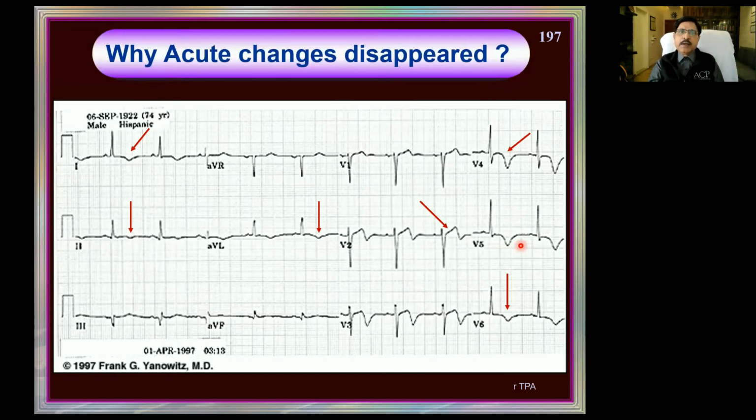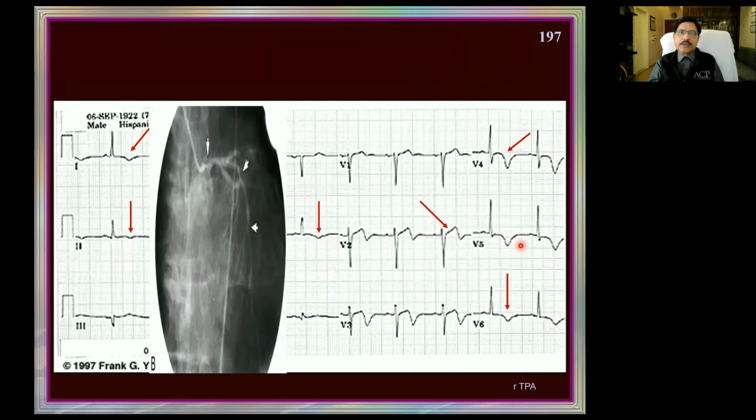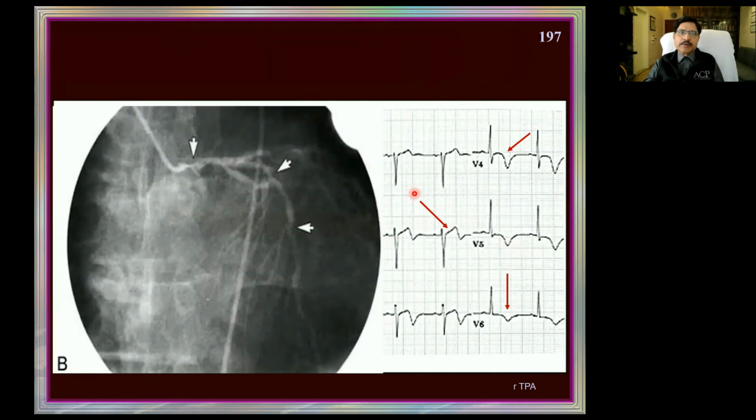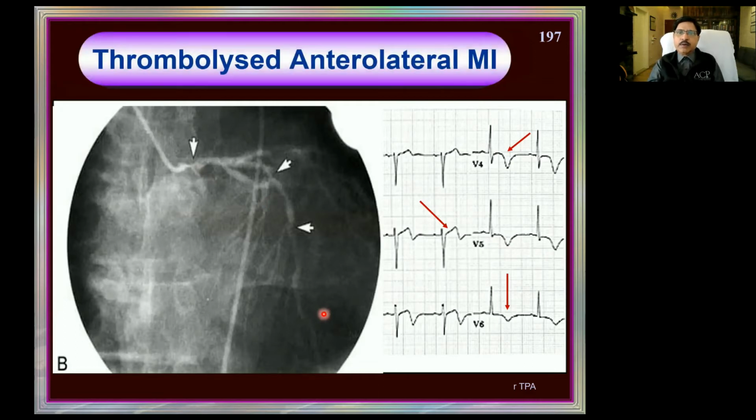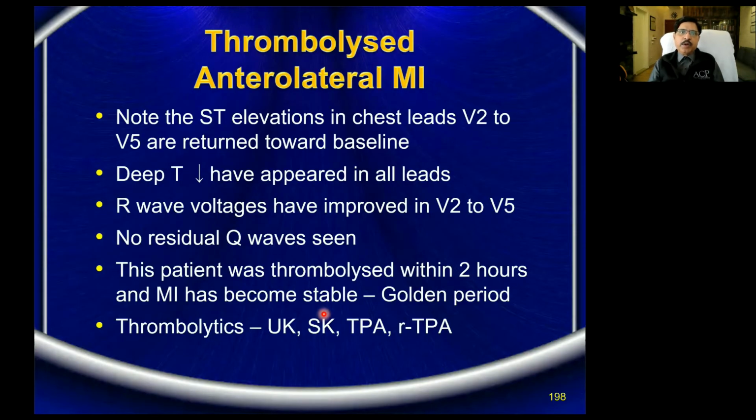What is the reason for the acute changes disappearing? We are asking. Acute changes disappeared because the culprit vessel angiography has been done and the culprit vessel is opened up, and thrombolyzed anterior lateral. RTPA has been given. Note the ST elevations in chest leads are returning towards baseline. Deep T inversions appeared in all the leads. R wave voltages have improved in V2 to V5.